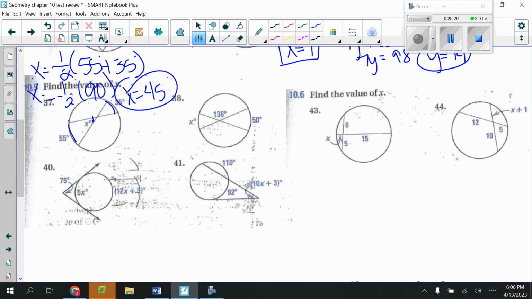Number 38, this is the angle they give me, but these are the arcs they give me. So first I need to find this angle here. We'll call that y right now. 138 and y are a linear pair. So 180 minus 138 is going to give us that angle. So that angle is 42 degrees.